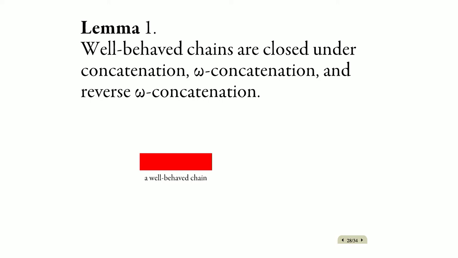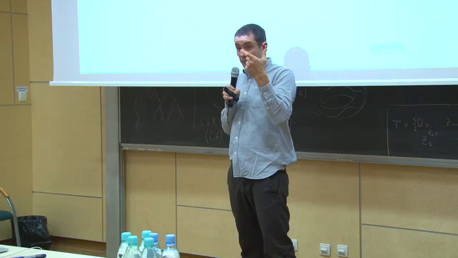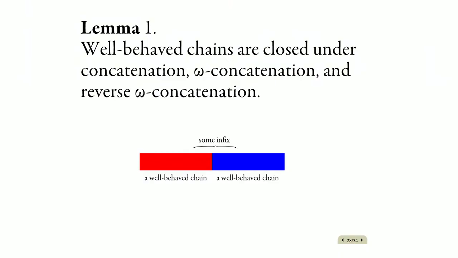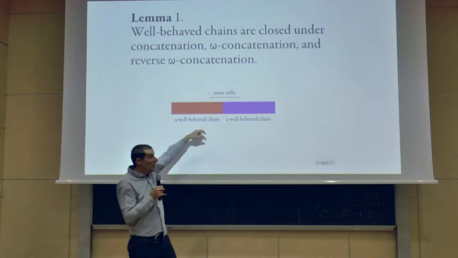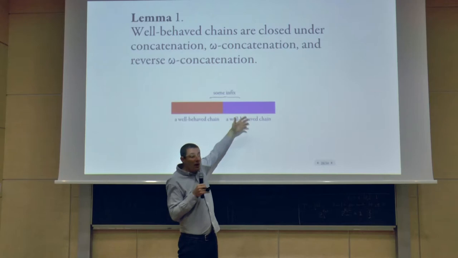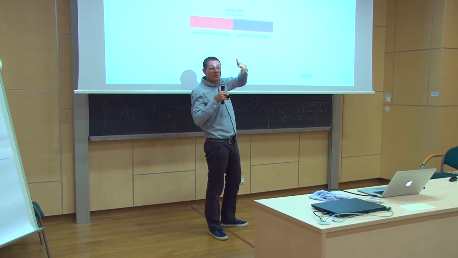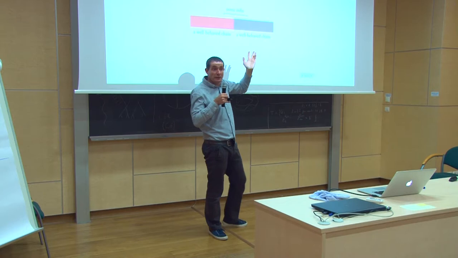So let's do binary concatenation. Suppose I have two well-behaved chains. Remember, well-behaved chain means that if I evaluate the homomorphism on every infix of it, it belongs to the set in the theorem. So let's try to evaluate the homomorphism on some infix. If the infix is entirely contained in the red part, we use the fact that the red part is well-behaved, because it's an infix of the red part. If it's here, then okay. And otherwise, it begins with a red part and then a blue part. The first half will belong to the appropriate set, the second part will belong to the appropriate set, but the appropriate set is closed under binary concatenation, so it's okay. So this is straightforward.